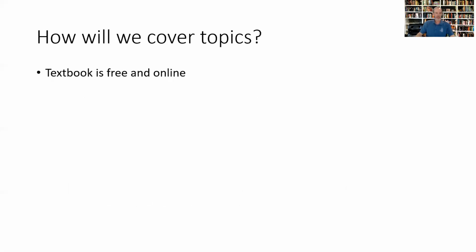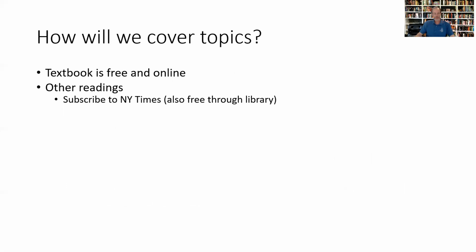Okay, how will we cover topics? So there's a textbook. It's free. It's online, and I'll show a little bit more about that. There's other readings, and sometimes this might be a link to something online. There'll be a couple of readings where I've scanned some chapters. I asked you to subscribe to the New York Times, which is free through the library. And if you look on the Canvas page, there's a link on how to subscribe to that.